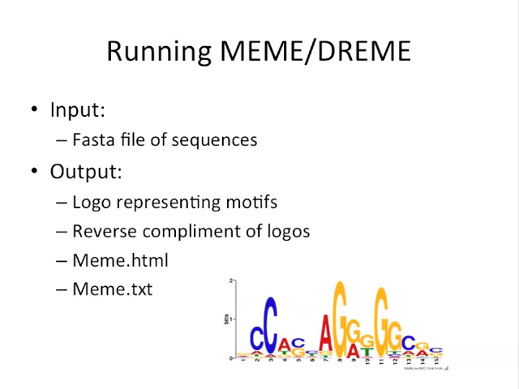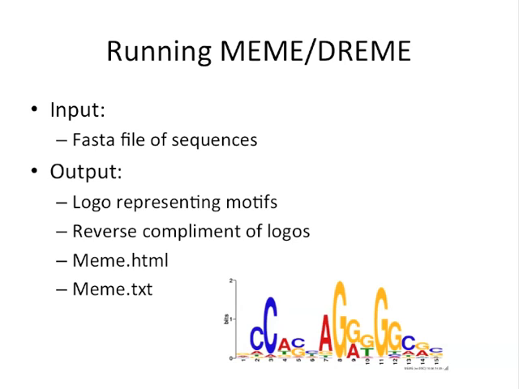It takes as input a FASTA file of sequences. This is somewhat problematic because our output from MACS is actually a BED file, which doesn't contain any sequence. It's not a list of sequences. And so the first thing that we need to do is convert our BED file into a FASTA file that MEME can read. And we'll go over that in the terminal.